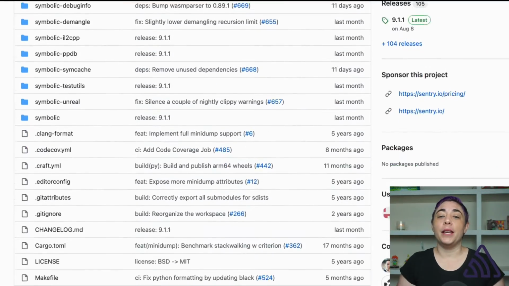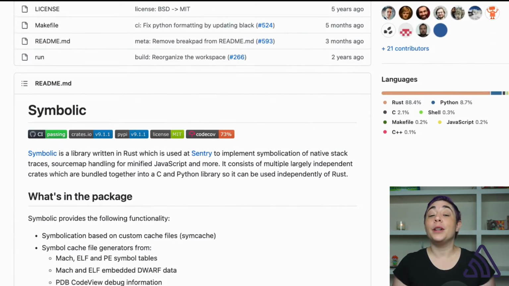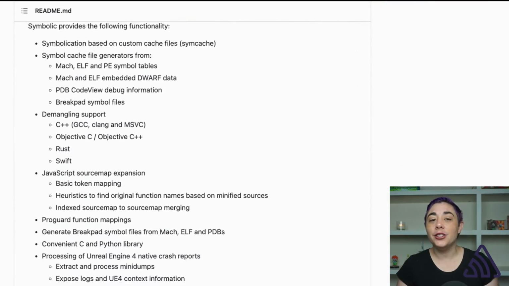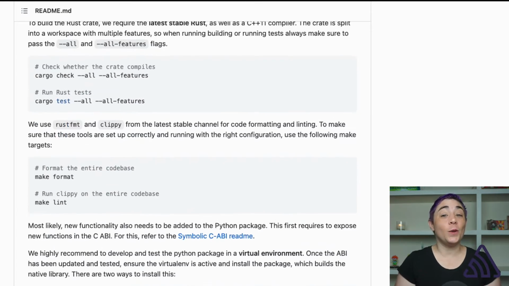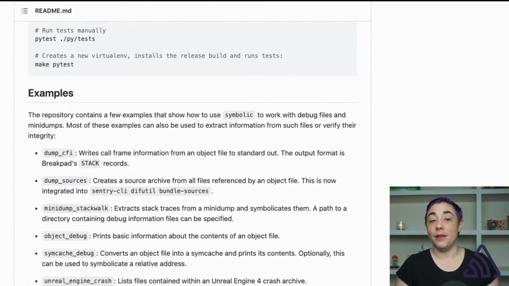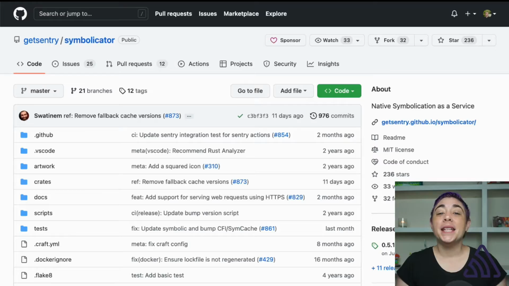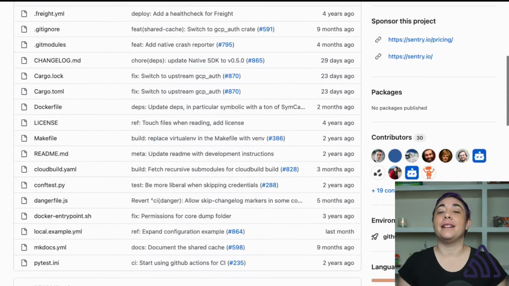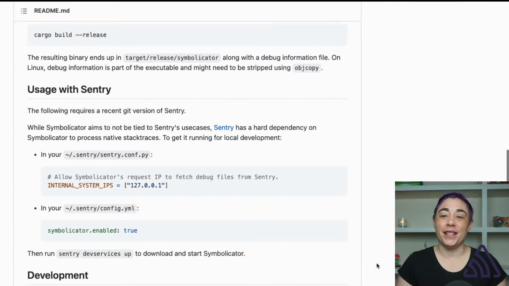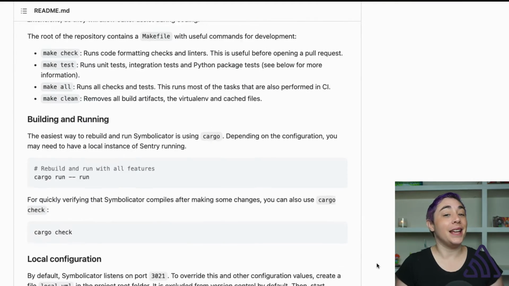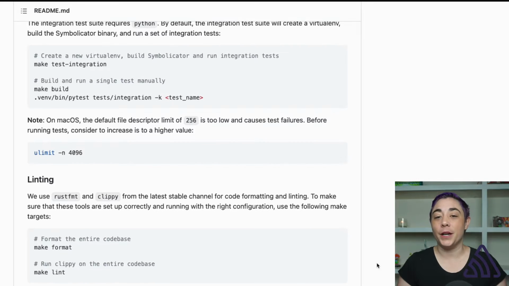Symbolic is the library that we use to implement symbolication of native stack traces and source map handling for minified JavaScript, among other things. Specifically, Symbolicator serves as the primary service for those native stack traces and mini dumps with Symbol server support.